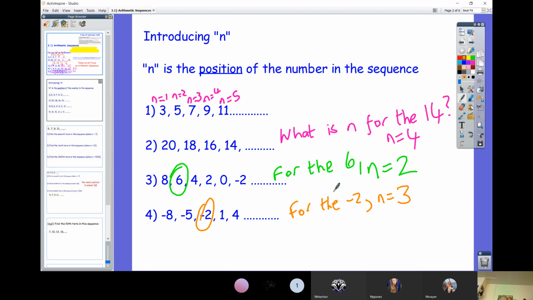Okay. So it doesn't matter if you haven't written down all of those. If you're watching at home or on the video, you can obviously pause the video and write them all down after the lesson if you want. But n is simply the position.